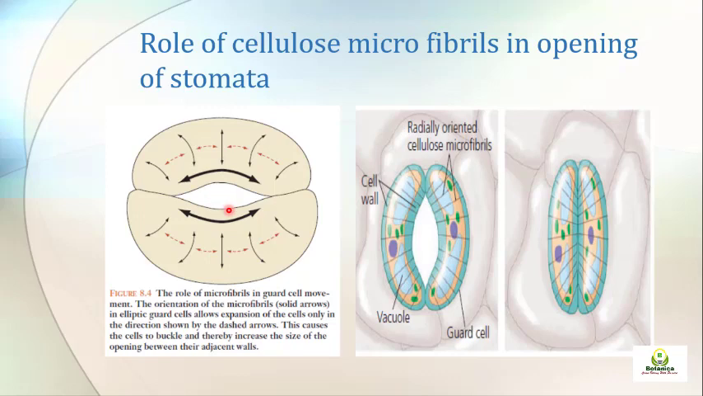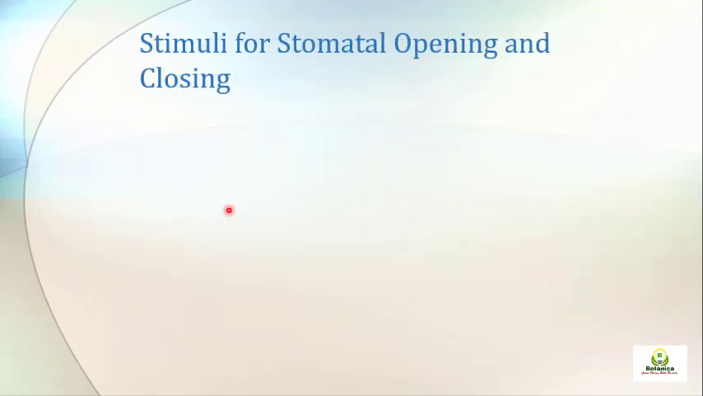So as far as the cellulose microfibrils are concerned, their role is not very much explained in the books, but there is a role. There is a differential arrangement of the microfibrils in the guard cells, which results in the opening and the closing of the stomata, and we have to give weightage to it, that it has also something to do with the opening and the closing of the stomata.